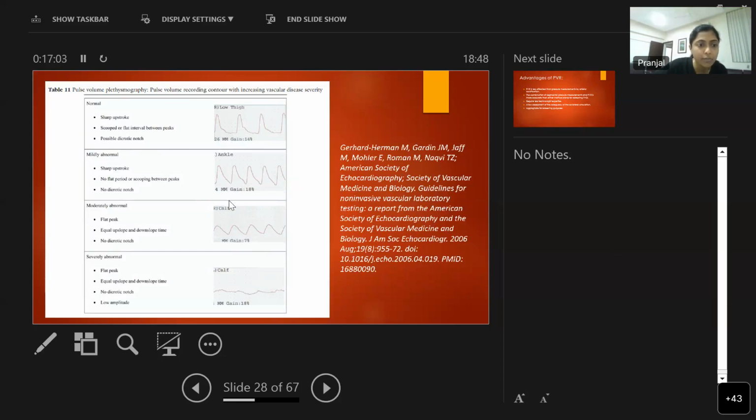In a moderately abnormal blood vessel, there is a flat peak, equal upslope and downslope time, and no dicrotic notch. In a severely abnormal blood vessel, there is a flat peak, equal upslope and downslope, no dicrotic notch, and low amplitude waveform.